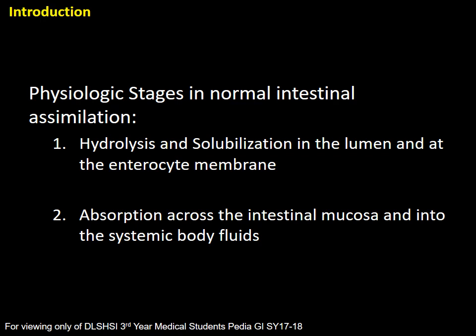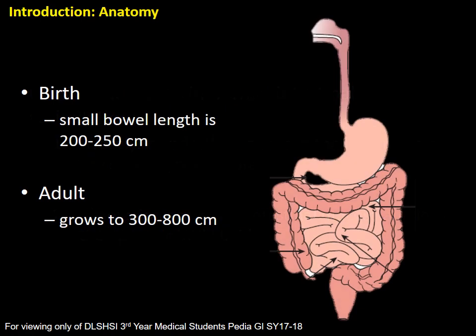Two physiologic changes in normal intestinal assimilation are hydrolysis and solubilization in the lumen at the enterocyte membrane, and absorption across the intestinal mucosa into the systemic body fluids. This slide shows the part of the intestine where the different substances are absorbed. Let us briefly look at the small bowel length: between 200 to 250 centimeters at birth, but it can grow to 300 to 800 centimeters in adults.